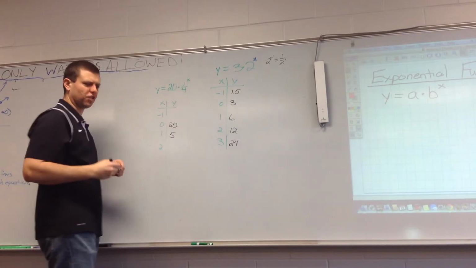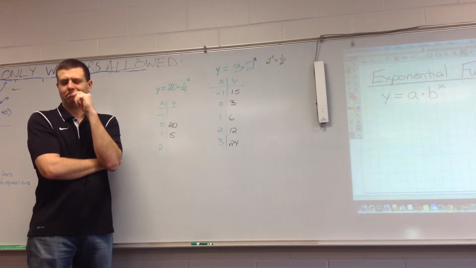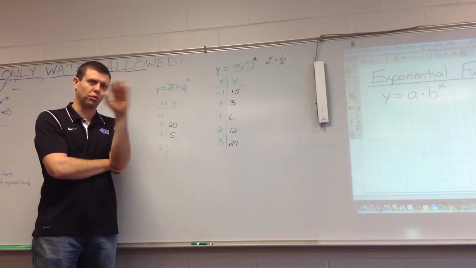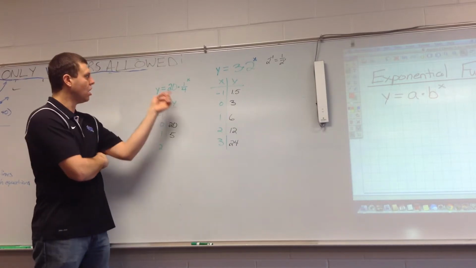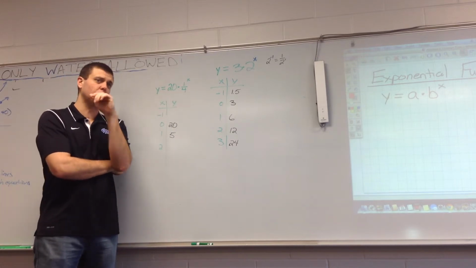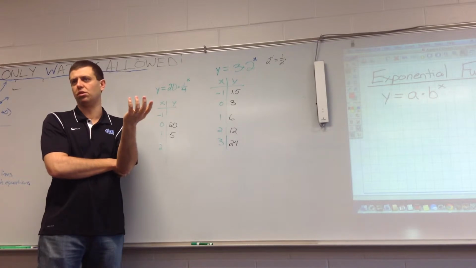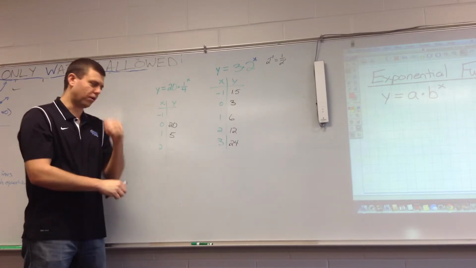Second, what's 1/4 to the second power? 1/16. 1/4 times 1/4. 1 times 1, 4 times 4. 1 times 1 is 1, 4 times 4 is 16, 1/16. 20 times 1/16 would be 20/16, which reduces to 5/4.